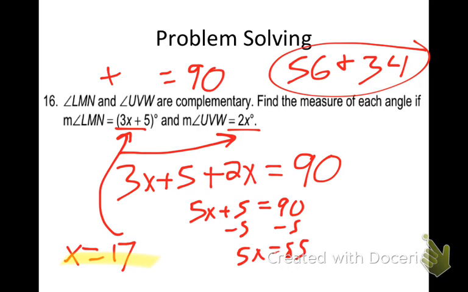What happens if I said all of a sudden they were supplementary? What do I add them up and set them equal to now? 180. Okay, so recognize the differences there.